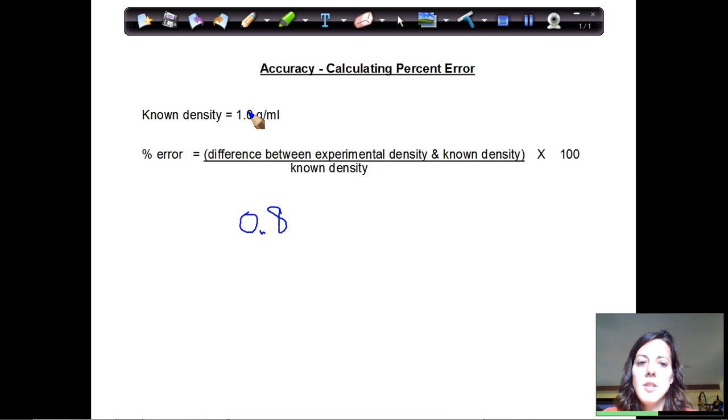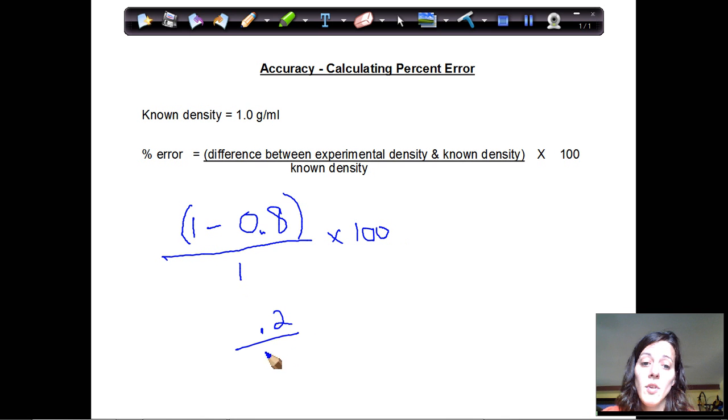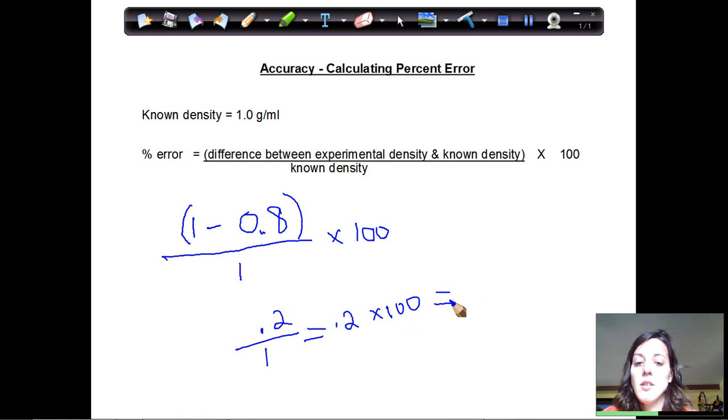We need to take the difference. Our known density is the actual value. It's what you'd look up on Google, for example. And this orange substance had a known density of 1. So 1 minus 0.8, divided by the known density, so 1, and times 100 to get us a percent. 1 minus 0.8 is 0.2, divided by 1 is still just 0.2, and then times 100. So our percent error is 20%.